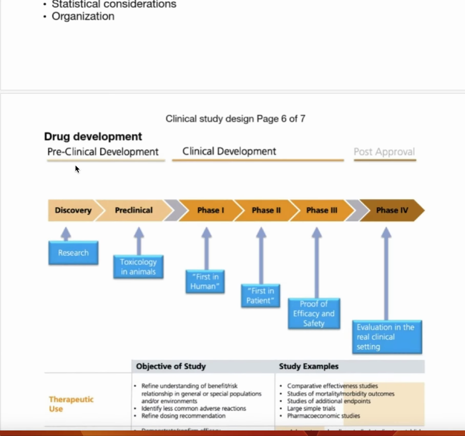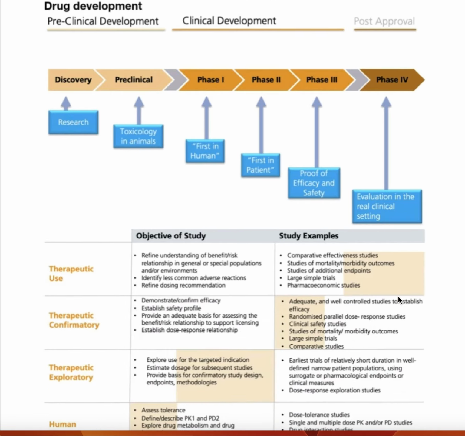Again, about drug development, we discussed the preclinical development, then the clinical development, and then the post approval. The preclinical stage is composed of two stages: discovery, which we call research, and the preclinical, which we do in animals, where we study the pharmacology and toxicology. Phase 1 is in human volunteers who are healthy. Phase 2 is first in patients, phase 3 is proof of efficacy and safety, and phase 4 is evaluation in the real world, in real clinical settings.